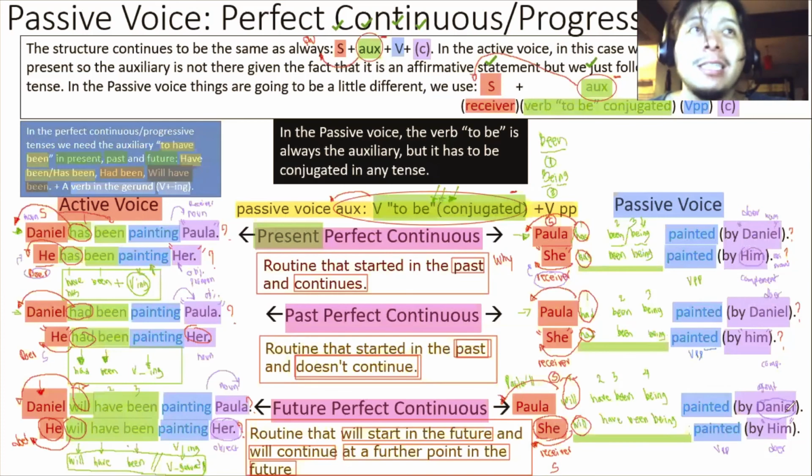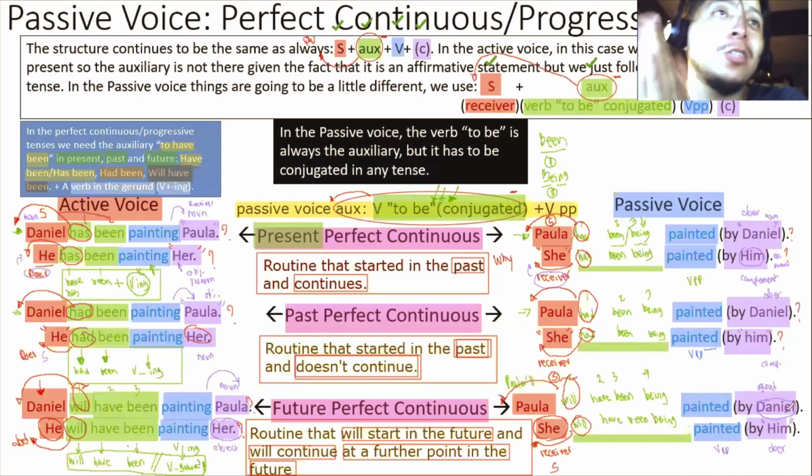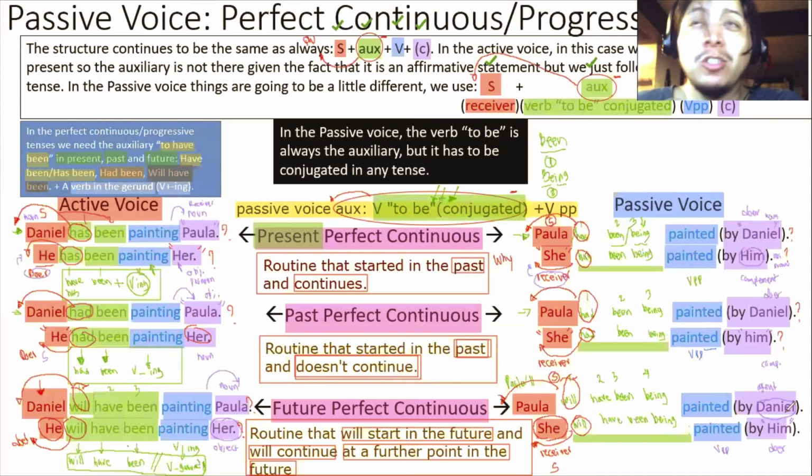La mala noticia es que todavía no acabamos con la voz pasiva. Ya hicimos los 12 tiempos en la voz pasiva, pero acuérdense que además de los 12 tiempos hay modales y semimodales. Los modales y semimodales están en voz activa, también pueden estar en voz pasiva. Más adelante vamos a hacer ejercicios de lectura, vamos a leer un texto, voy a desmenuzar el texto y se van a dar cuenta qué tan común es que las ideas estén en voz activa, en voz pasiva, en presente, en pasado, en futuro, mezcladas de todo. En un texto real, todo está mezclado.